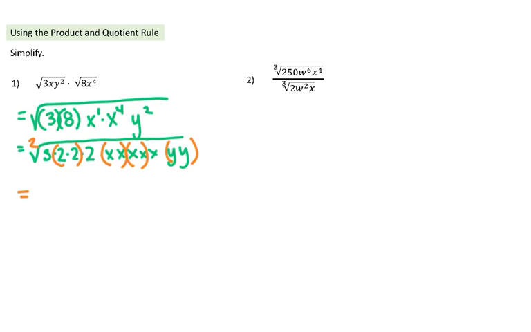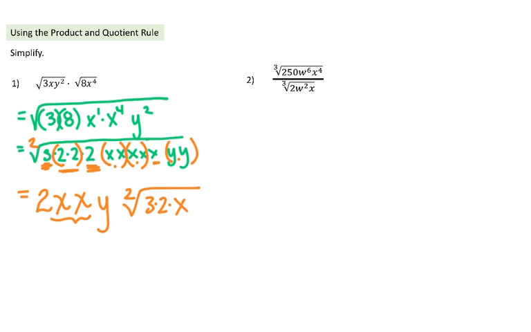So we've got the square root of 2 squared, that's just a 2 taken outside. Then we've got the square root of x squared, that's just an x taken outside, the square root of another x squared, that's just x taken outside, and the square root of y squared. And what's left over is the 2, the 3, and the x. 3 times 2 times x. Okay, and now we simplify. We can combine that: 2x squared y times the square root of 3 times 2 is 6x.